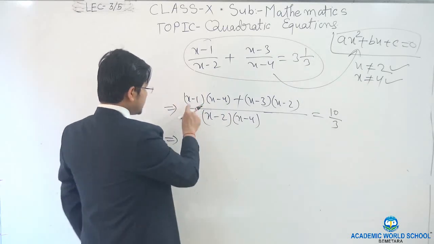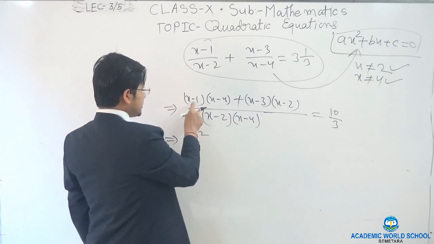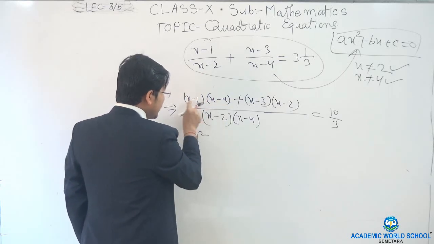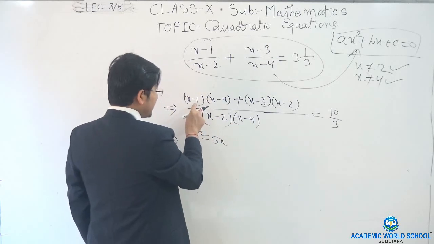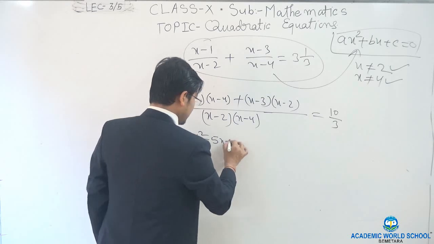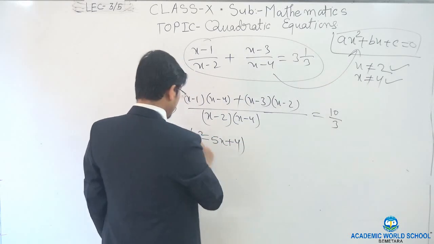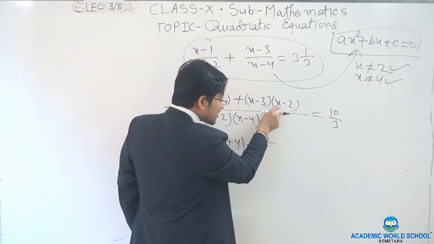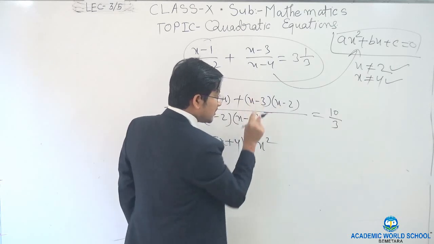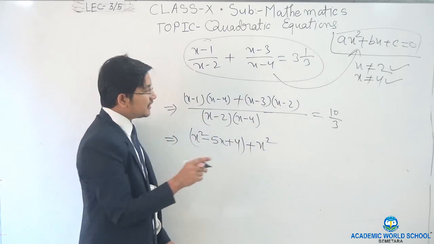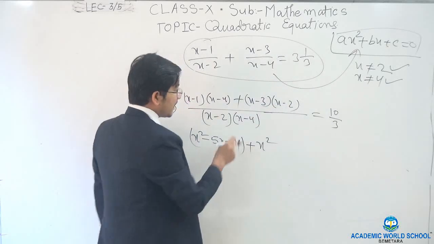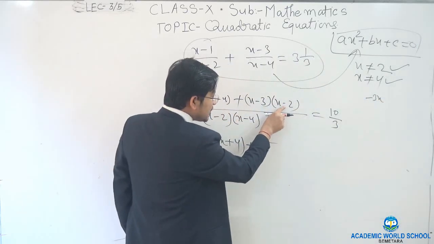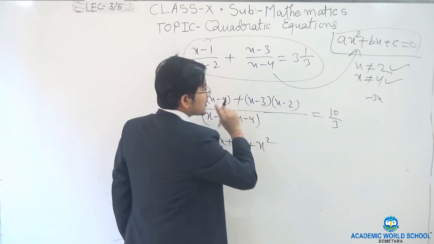So we have to solve this. This is x into x, x square. Now this is minus x and this is minus 4x, so minus 5x, and minus 1 into minus 4 is plus 4. Then plus x square, minus 3x, minus 2x. Listen student, I am directly writing, and you have to learn this from me. This is minus 3 into x, minus 3x, and minus 2 into x, minus 2x.